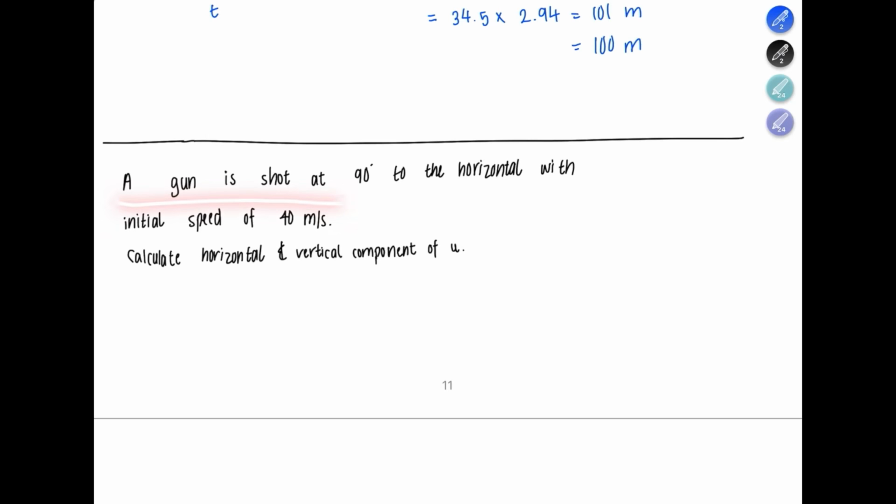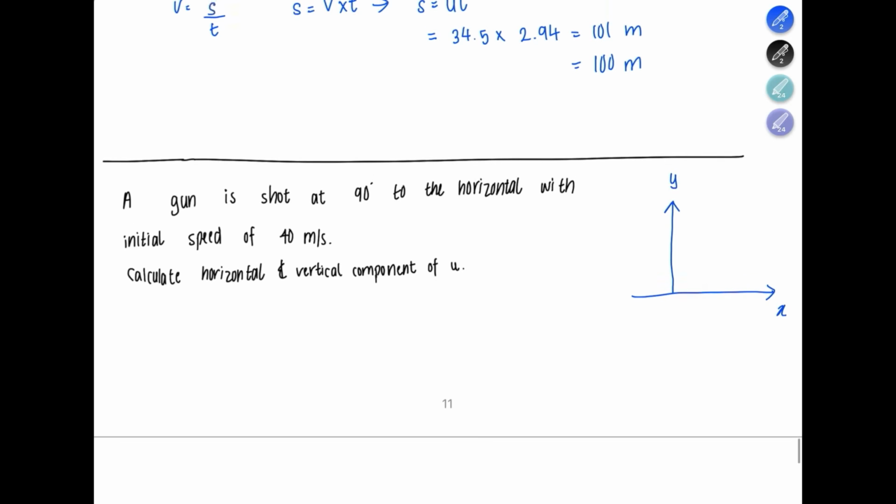It says a gun is shot at 90 degrees to the horizontal with an initial speed of 40 meters per second. Calculate the horizontal and vertical component of u. This is your x and y axis. And the ball is shot at 90 degrees to the horizontal. So this is your angle, and this is the speed, right? Without any calculation, you can see that the horizontal component is going to be 0 because it's simply traveling along the y-axis. So we can say vy equals 40 meters per second, and vx is going to be 0 meters per second, or u rather, okay? It's better to write u because it's initial speed.